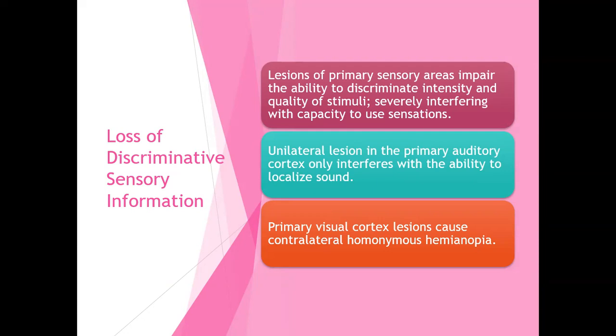The primary visual cortex lesions cause contralateral homonymous hemianopia. So if you have a right-sided visual cortex lesion, you're going to have a left visual field cut in both eyes. If you have a left visual cortex lesion, you're going to have a right visual field cut in both eyes. So that's just how it works.